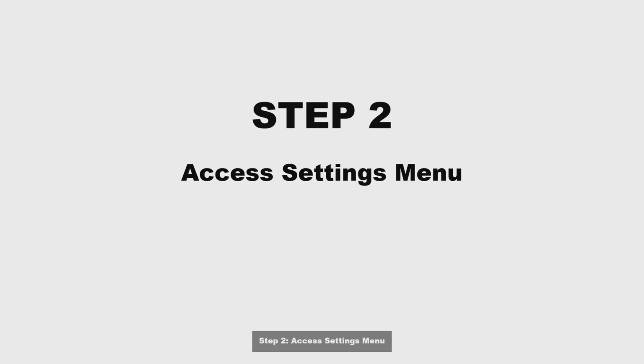Step 2. Access Settings menu. Click on the gear icon or settings option usually located in the lower right corner of the main menu. This will open the settings interface where you can adjust various game options.